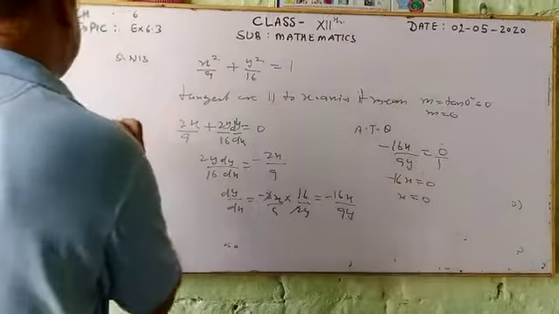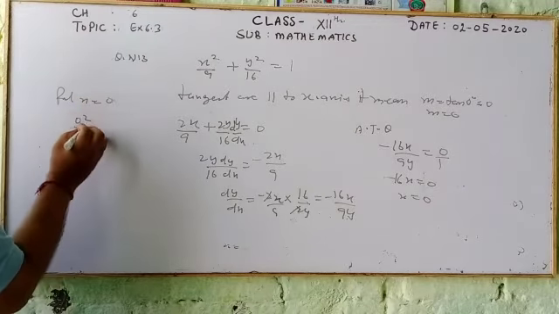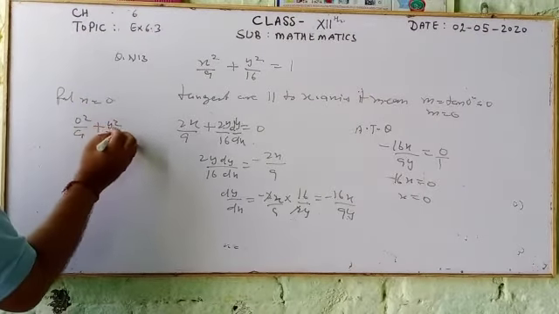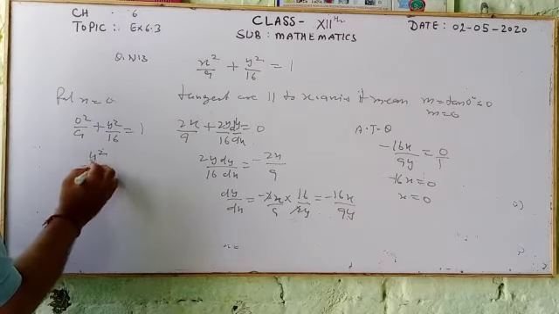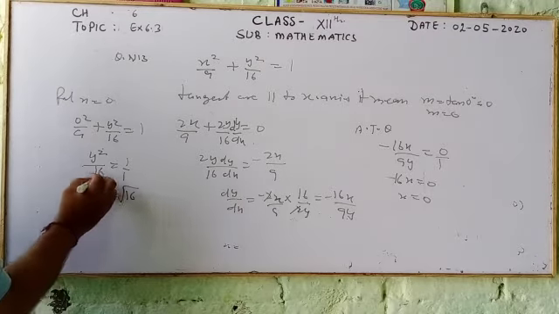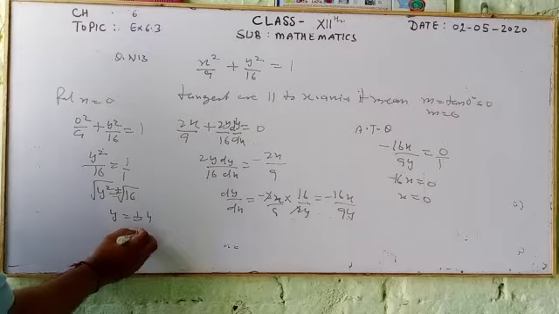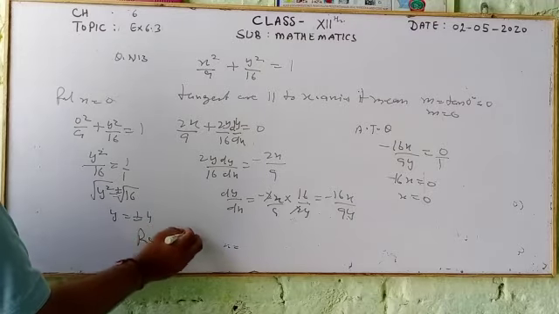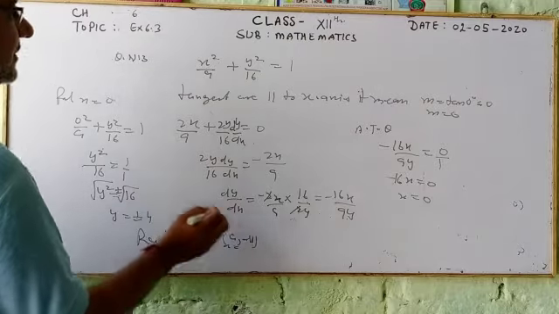Put x equal to 0, then 0 square upon 9 plus y square upon 16 equal to 1. So y square upon 16 equal to 1 and y square equal to 16. Taking the square root with plus minus sign, y equal to plus minus 4. So the required points are (0, 4) and (0, -4).